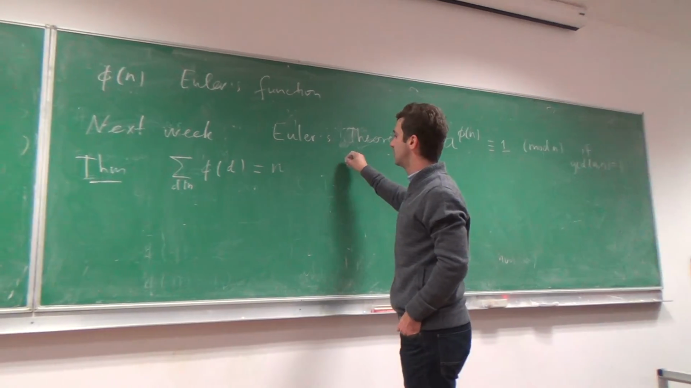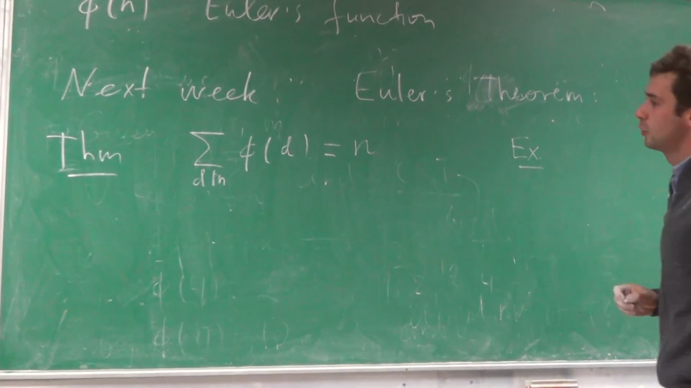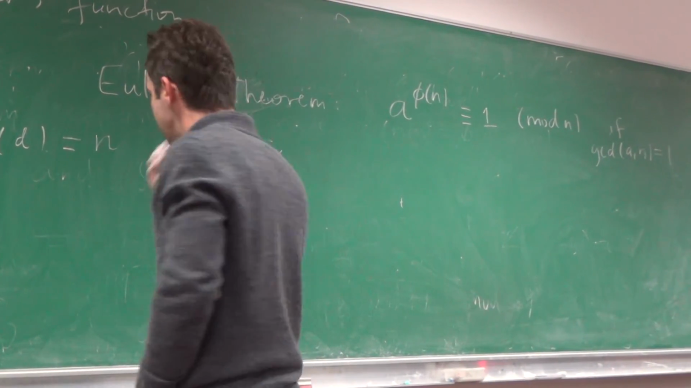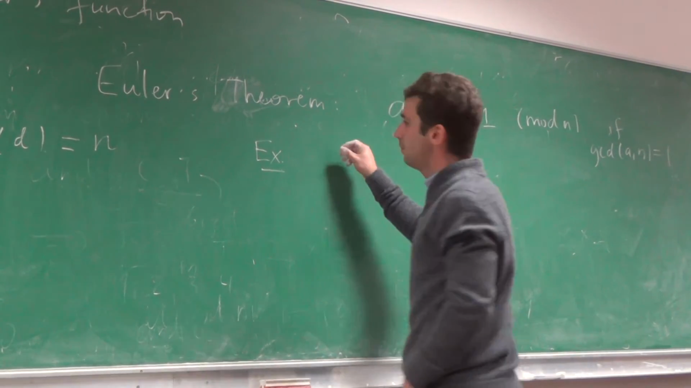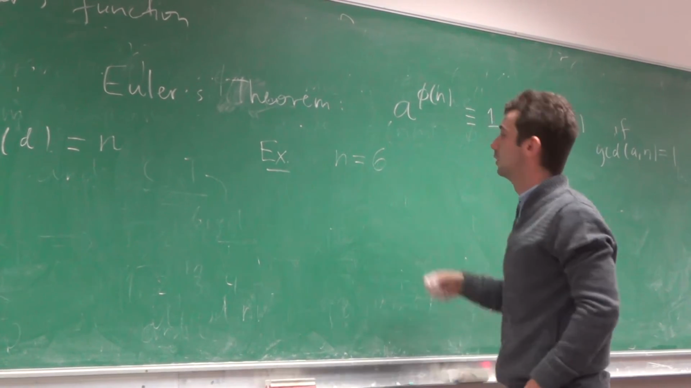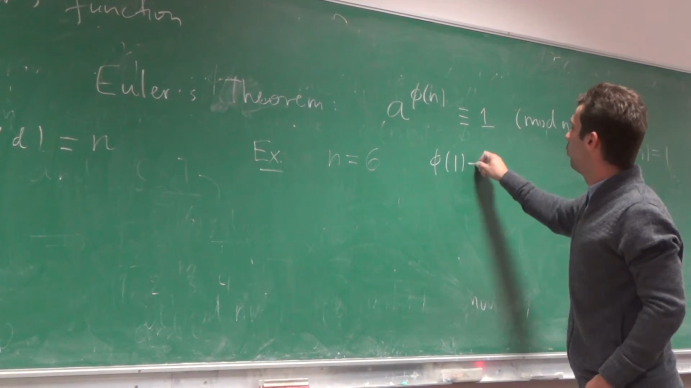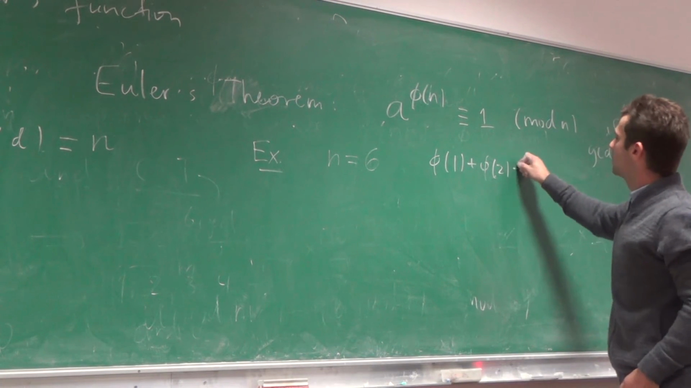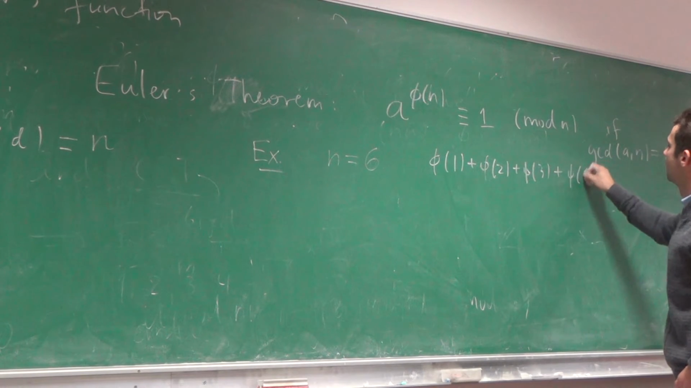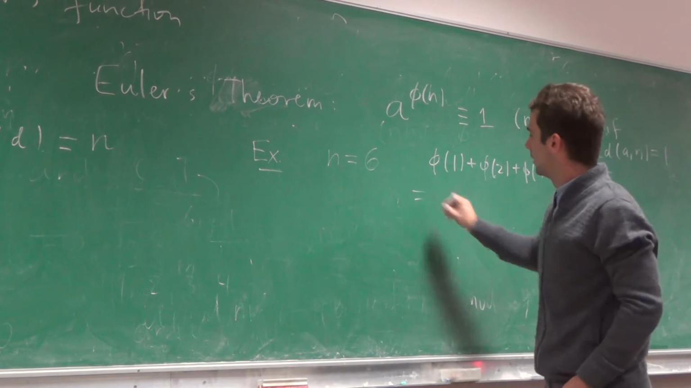Right, maybe let's just do a quick example for why this makes sense. So it looks a little bit surprising. For example, let's take n equals 6 so that it's not super difficult. Then what I'm saying is that phi of 1 plus phi of 2 plus phi of 3 plus phi of 6 is equal to 6. So these are my divisors, and that's what I'm doing.